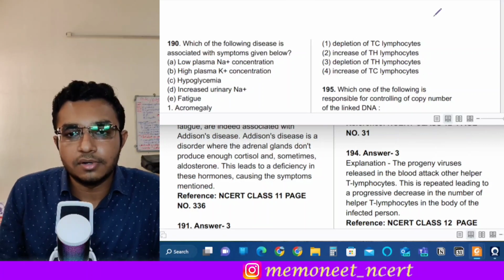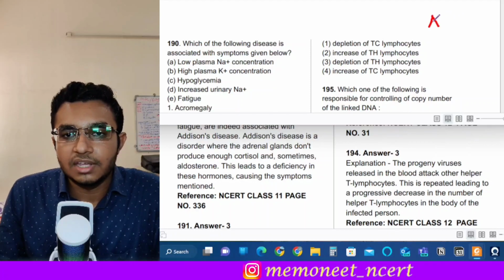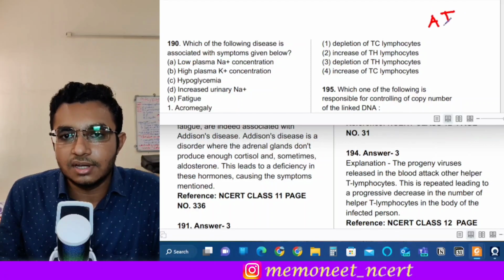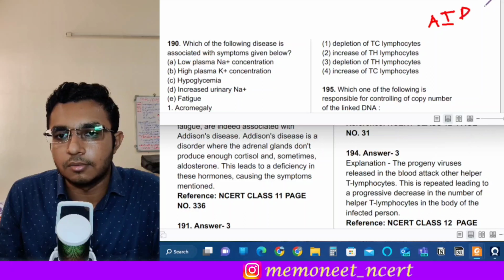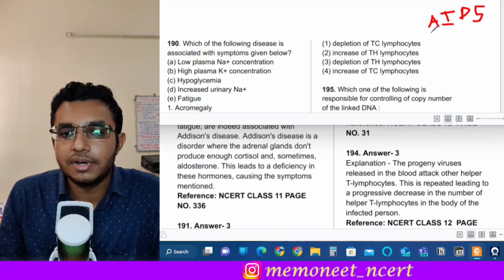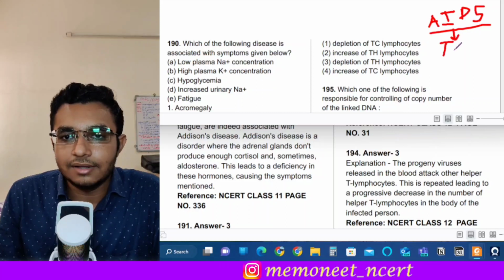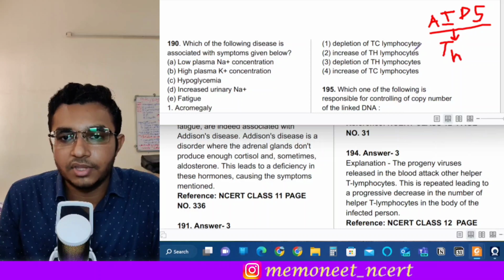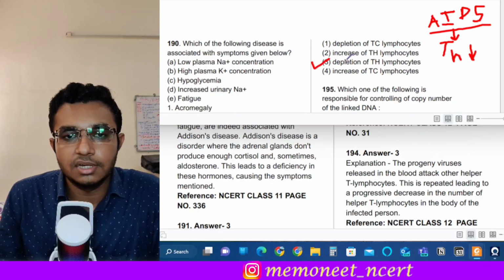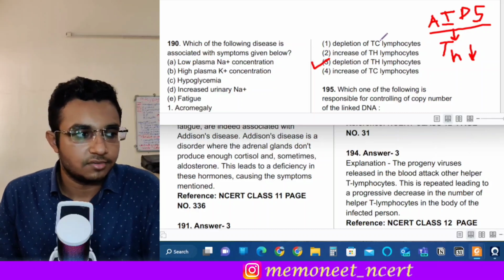So as we know, in AIDS, there occurs what? The full form of AIDS is acquired immunodeficiency syndrome. And why is there immunodeficiency in AIDS? Because there is a reduction in the T helper cells. The virus kills the T helper cells, so here the T helper cells are decreased. So the answer will be option 3, depletion of the T helper lymphocytes.